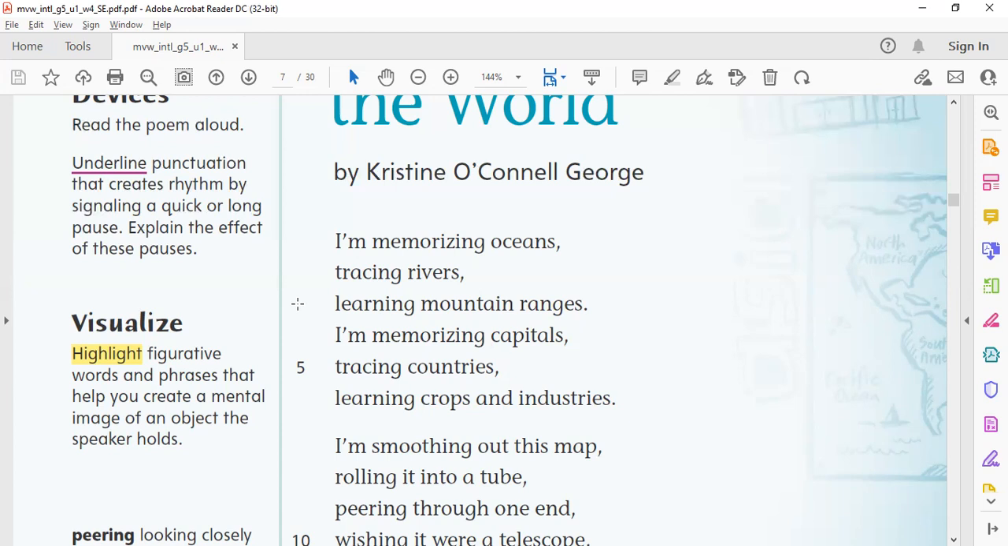Now we have two rhyming words. Yes, two rhyming words. That means they have the same sound, like countries and industries. Yes, very good. So why is the repeating important? Why, Yusuf? Why is the repeating important?